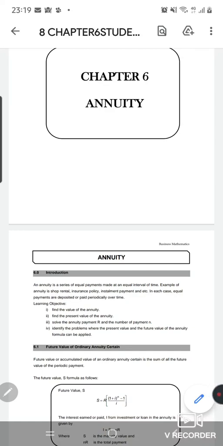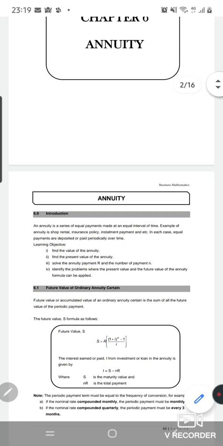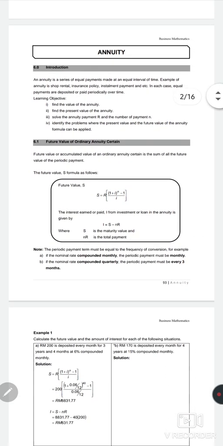Okay, for chapter 6, annuity. First, let's discuss the introduction of an annuity. An annuity is a series of equal payments made at an equal interval of time. Examples of annuity are shop rental, insurance policy, installment payment, and etc. In each case, equal payments are deposited or paid periodically over time.